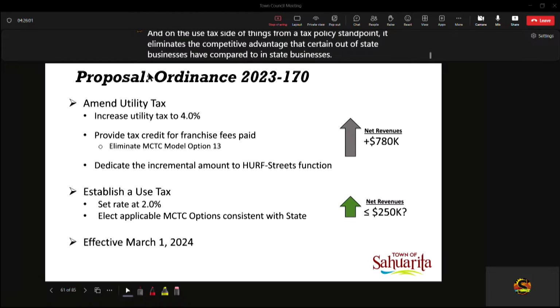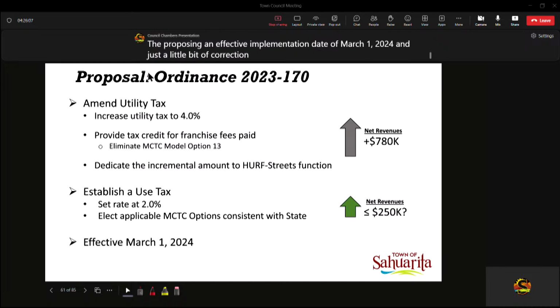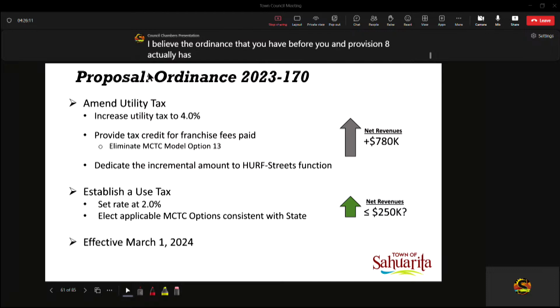We're proposing an effective implementation date of March 1, 2024. And just a little bit of correction, I believe the ordinance that you have before you in Provision 8 actually has March 1, 2023. So we cannot go back in time and make that effective. So that's a Scrivener's correction that we'll need to make before it gets adopted.